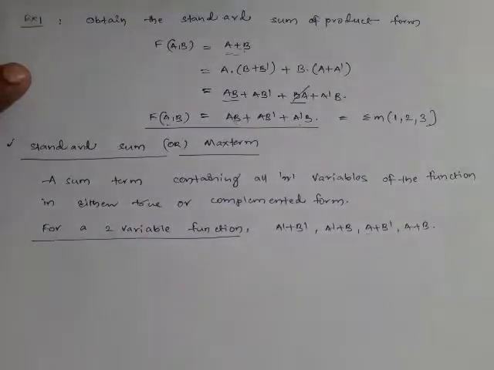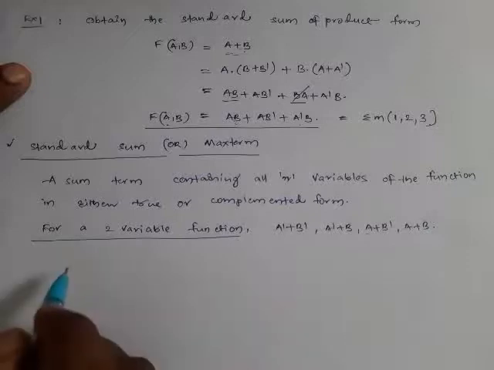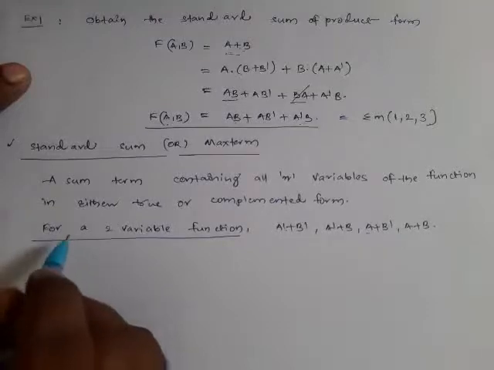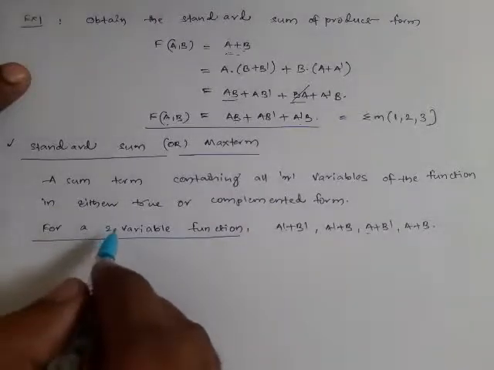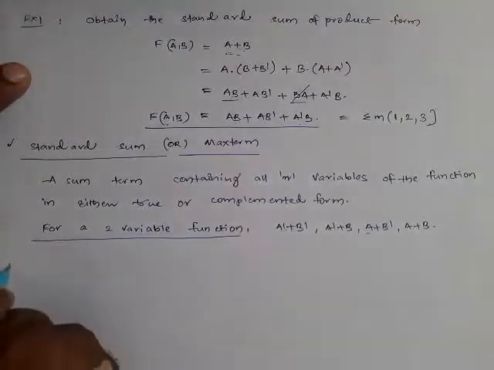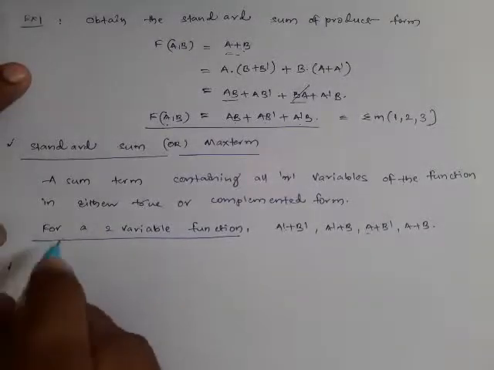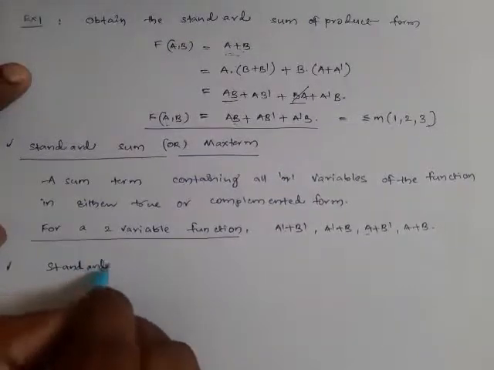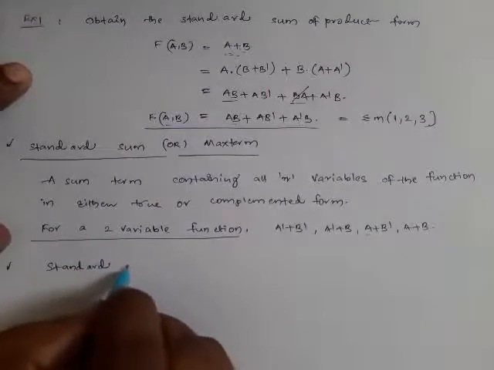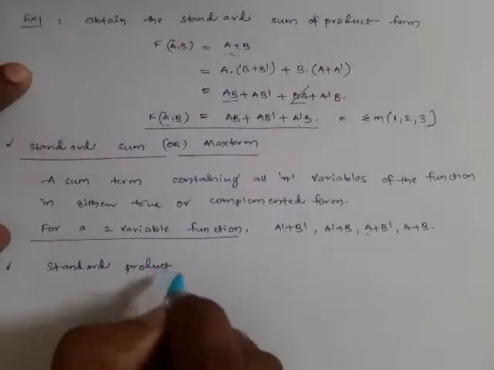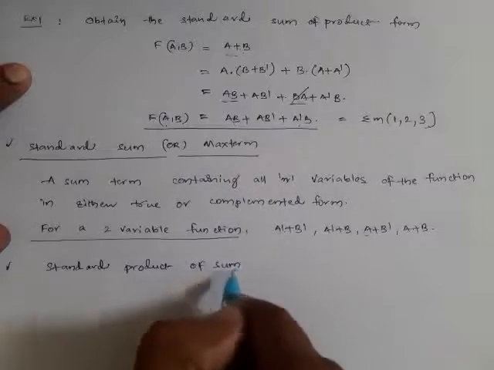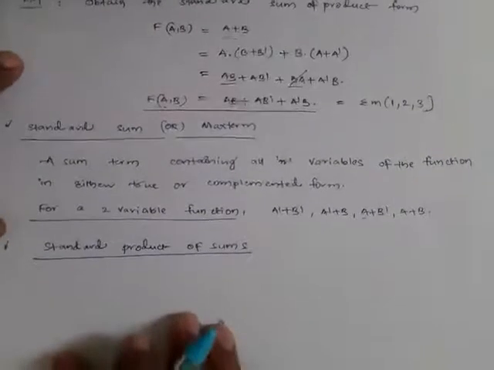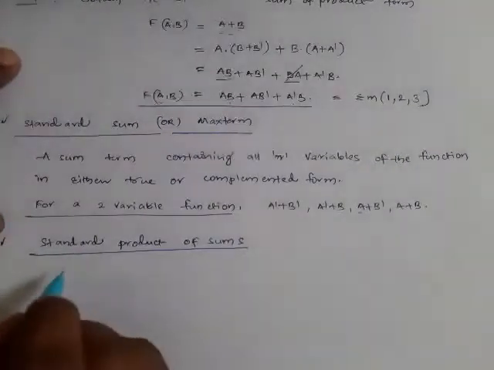And you can see that, based on the standard sum terms or max terms, we have one more way of expressing boolean functions. It is called standard product of sums. So what is meant by standard product of sums?